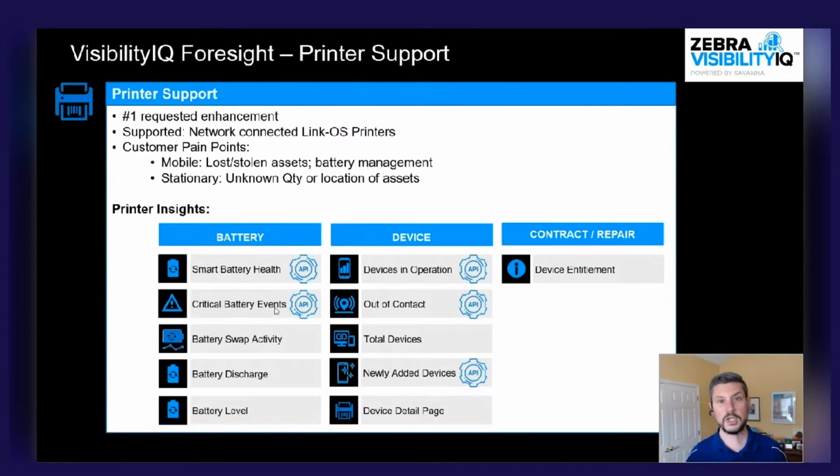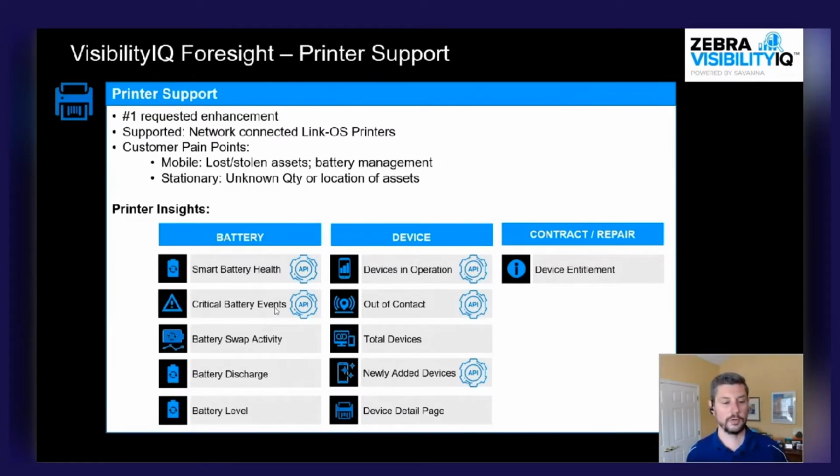And then on the stationary side, and I'll say again, as I get into some of the use cases later, you see this on the mobile computer side, just better visibility into what devices do customers have, where are those devices at. Oftentimes, these devices are purchased in batches over time. They go to different places and really lose that oversight into what do we have.